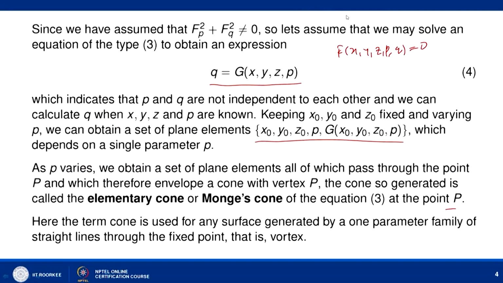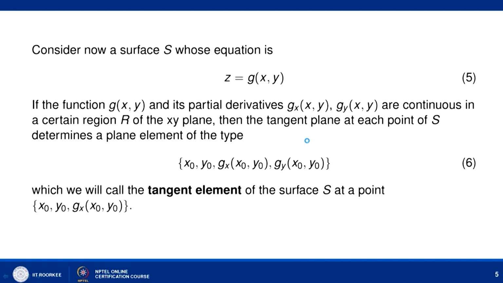Right. Now, here the term cone is used for any surface generated by a one parameter family of straight lines passing through a fixed point, that is the vertex. And here, p is your one parameter; you are varying your p and you are getting a line passing through this point p, that is x naught, y naught, z naught. So, here we are getting a surface at a point p by varying your p, and we call the generated surface a cone, and we call this cone Monge's cone. Okay. Now, how is this related to finding a solution surface of the partial differential equation?